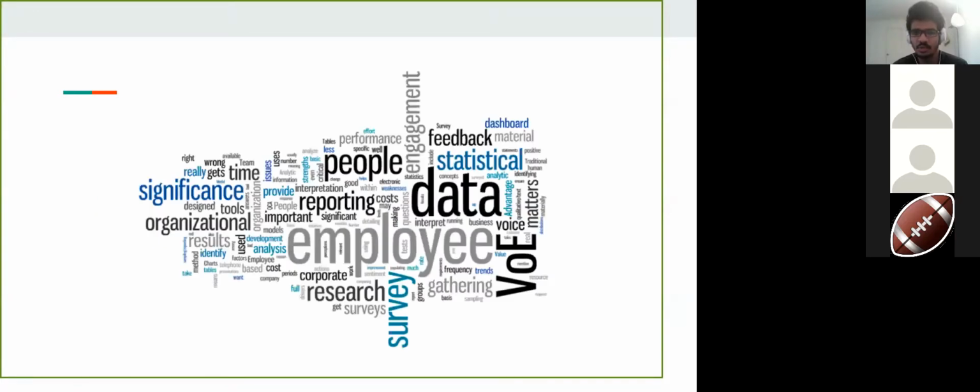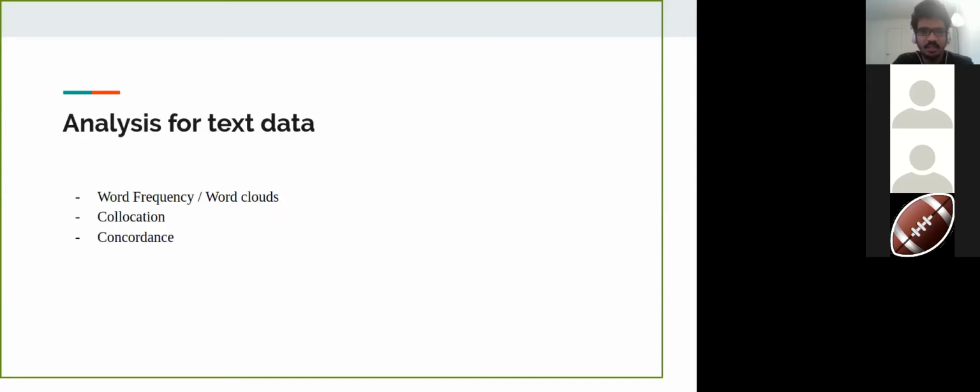So yeah, this is a word cloud. We can see the largest one is basically the one word that appears most frequently, and the size basically defines how frequently they appear, right? Okay. And also collocation and concordance.